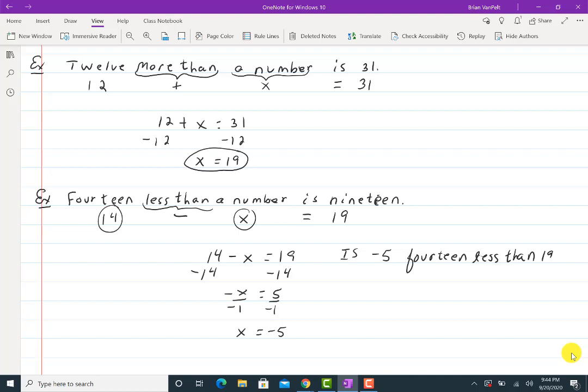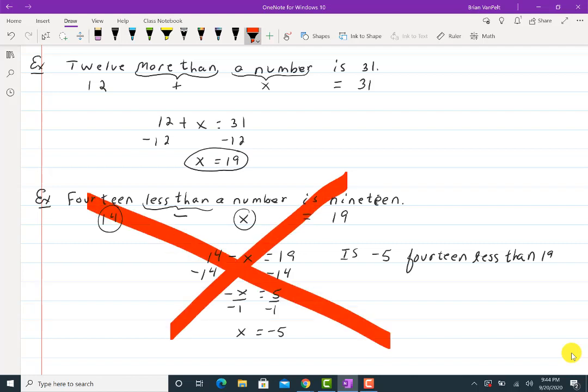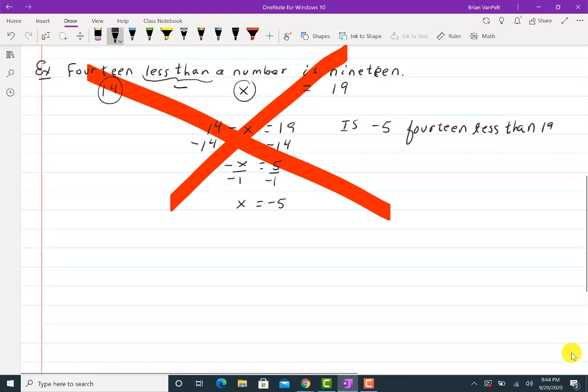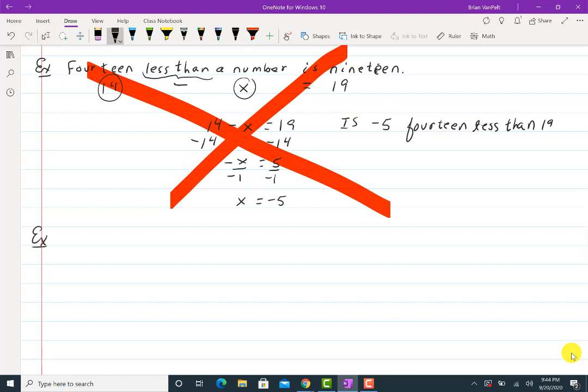So here's what I'm going to do. I'm going to take a big fat red marker and X this out. That was completely wrong in how to do it. Now I'd like to redo it, but correctly. So let me rewrite the example. We have 14 less than a number is 19.